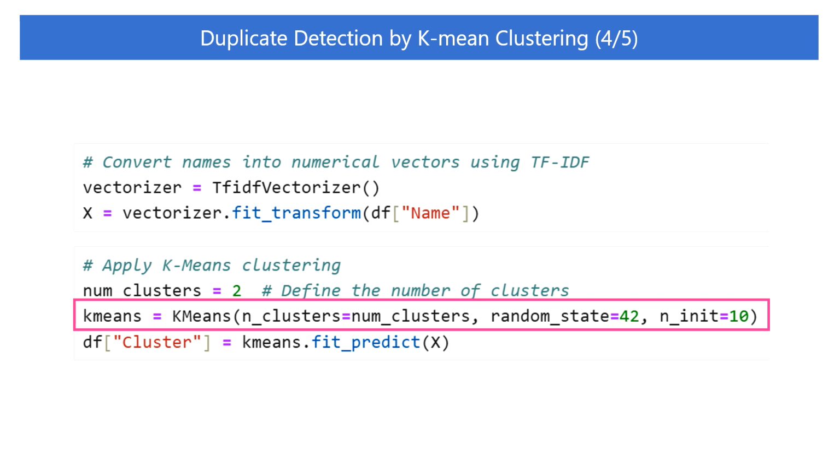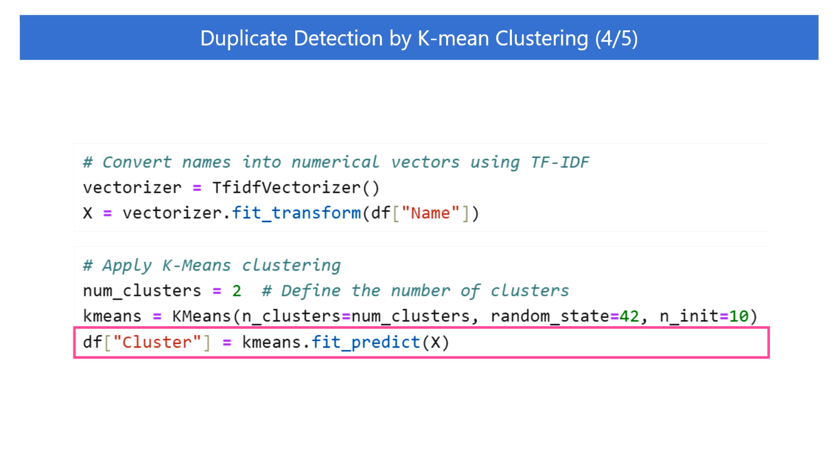Next, initialize the k-means clustering model. random_state equals 42 ensures reproducibility by fixing the random seed. n_init equals 10 runs k-means 10 times with different initializations and selects the best clustering result. Next, using fit_predict, cluster the vectorized names using k-means. This operation assigns a cluster number to each name and stores it in df cluster, so similar names are grouped together.